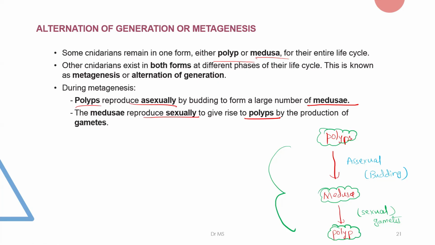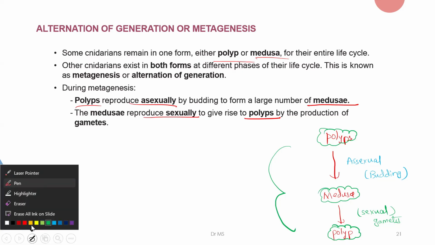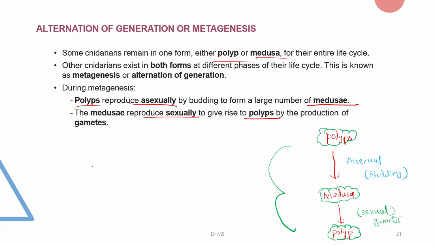Okay, so polyp reproduces asexually by budding and forms a large number of medusa. Medusa reproduce sexually and form a large number of polyps. And this happens by gamete production. And if you see the fertilization, it is external fertilization.